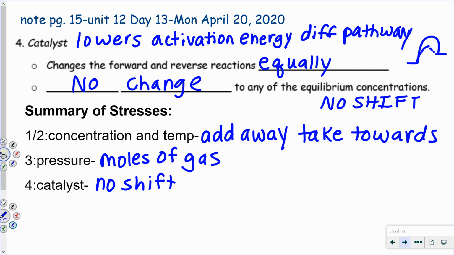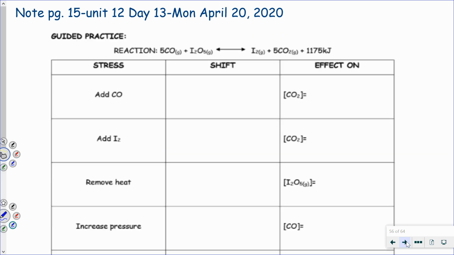Anything like that. Now what we're going to do is we're going to do a big practice problem together, and then I'm going to give you one to do on your own. This practice problem is at the bottom of page 15. It gives you a reaction, and then it gives you a bunch of different stresses, and it wants you to indicate which way it shifted. Then it wants you to tell the effect on the concentration of something. So let's start with the first one.